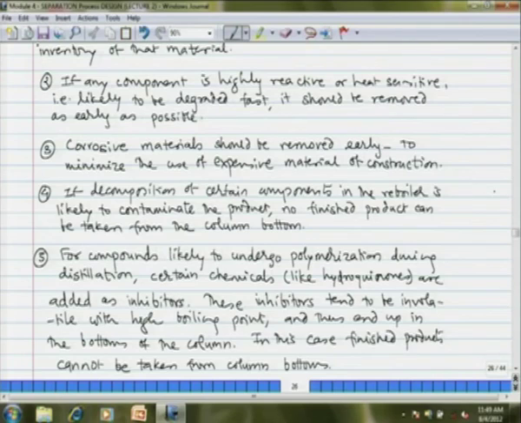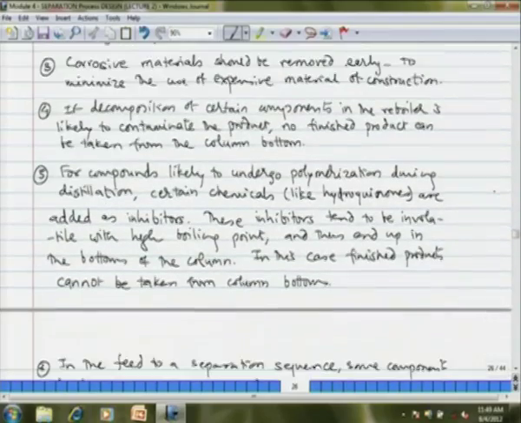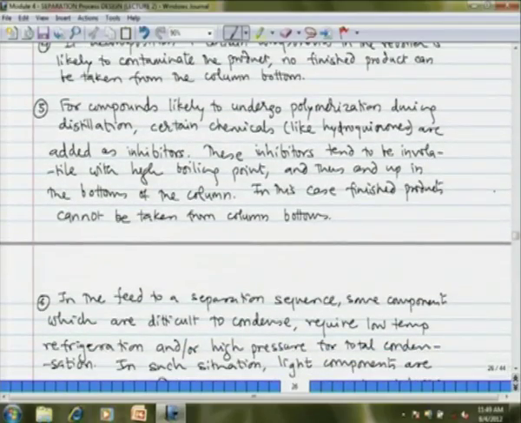So, that is it. Then if the decomposition of certain components in the reboiler is likely to happen, or it is likely to contaminate the process, then no finished product can be taken off from the column bottom. So, you have to remove these components as soon as possible. For compounds that are likely to undergo polymerization during distillation, you have to take special care.